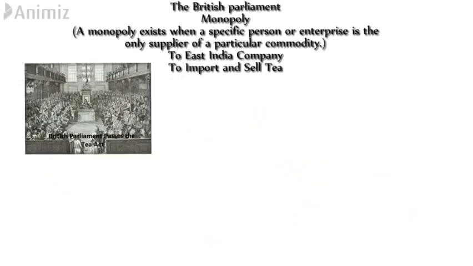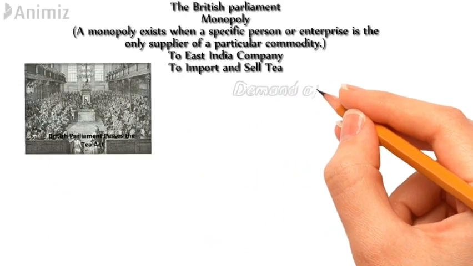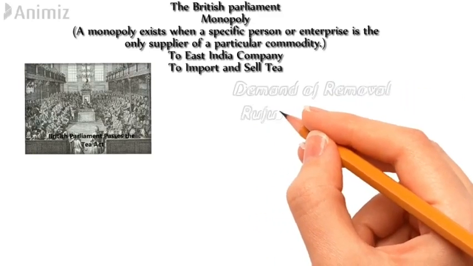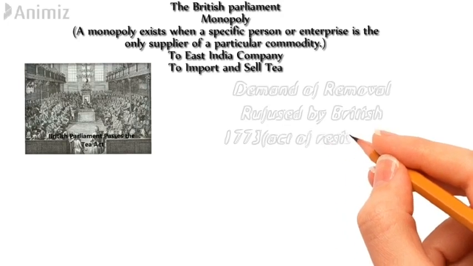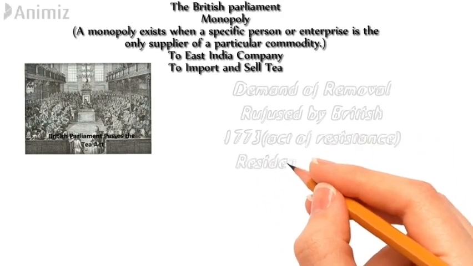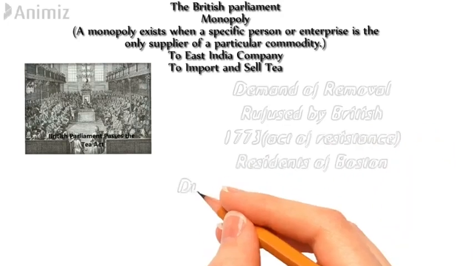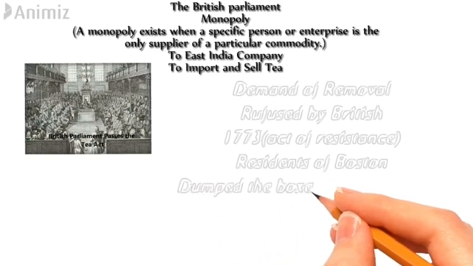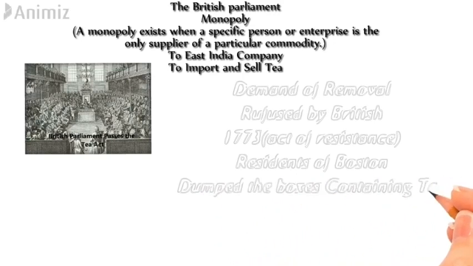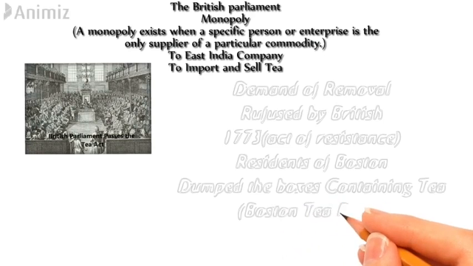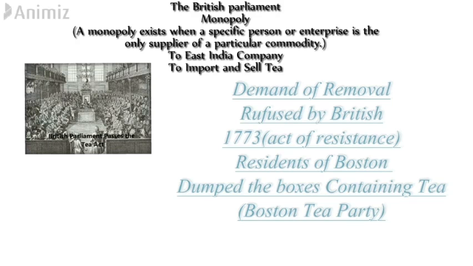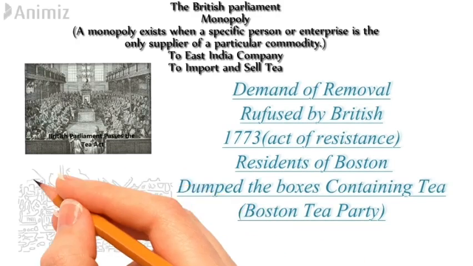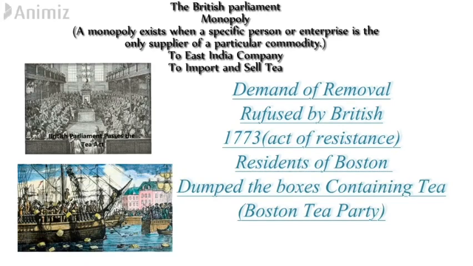What do you mean by monopoly? A monopoly exists when a specific person or enterprise is the only supplier of a particular commodity. People demanded removal of the restrictions, but the British government refused. In 1773, as an act of resistance, the local residents of Boston dumped the boxes containing tea belonging to the East India Company in the sea. This event is known as the Boston Tea Party.